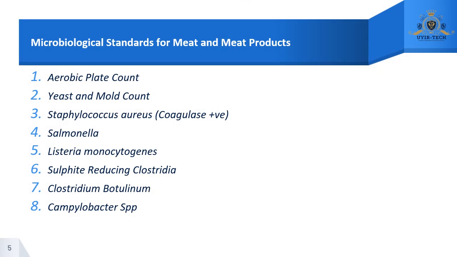The microbiological standard for meat and meat products. These are the parameters that are associated with meat and meat products: aerobic plate count as per ISO 4833, yeast and mold count ISO 21527, E. coli ISO 16649, Staphylococcus aureus, the coagulase positive Staphylococcus aureus, ISO 6888, Salmonella ISO 6579, Listeria monocytogenes ISO 11290, sulfite reducing Clostridia, that's ISO 15213, Clostridium botulinum ISO 17919, and Campylobacter species ISO 10272, part 1 and 2.